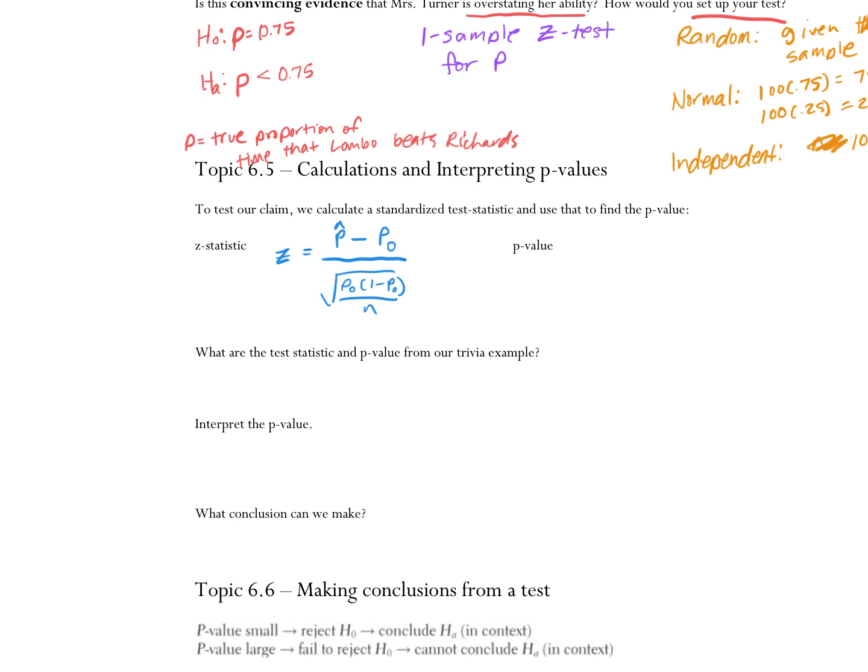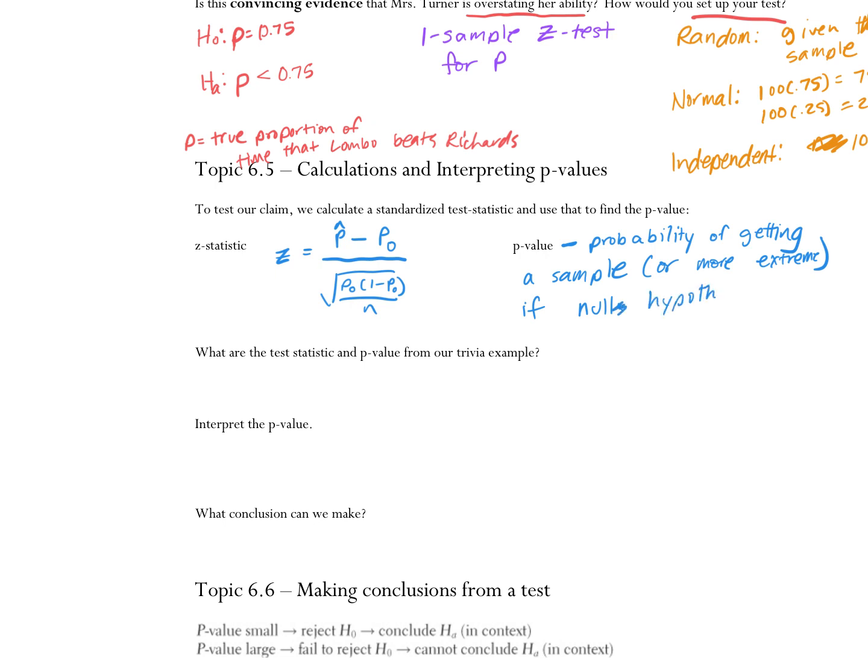Our p-value is a probability because it comes down to likeliness, okay? It is the probability of getting a sample, I'm going to put in parentheses, or more extreme, if the null hypothesis is true.